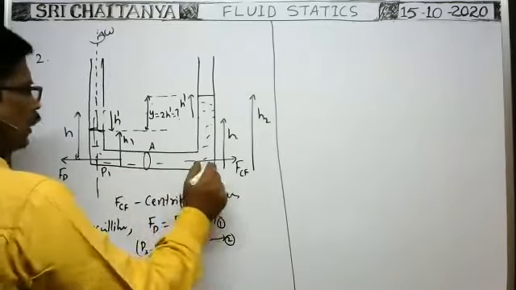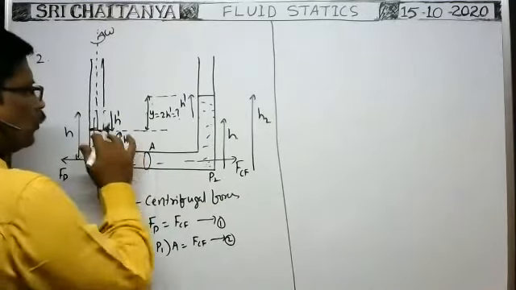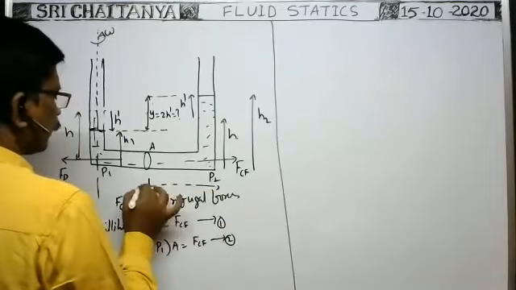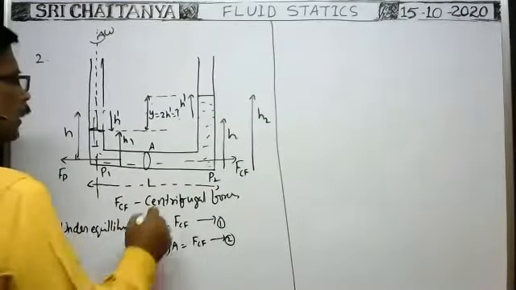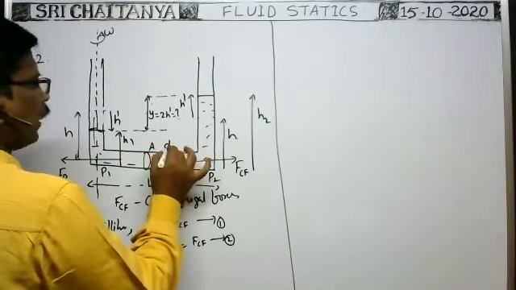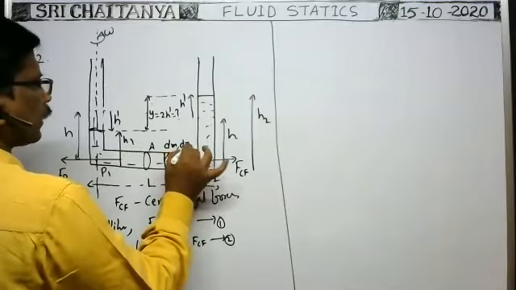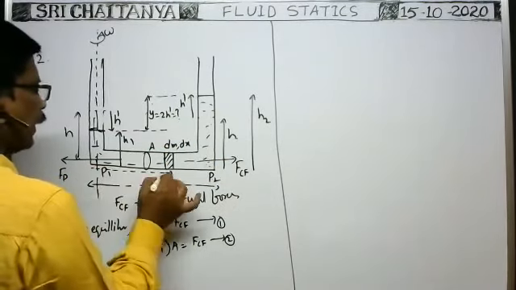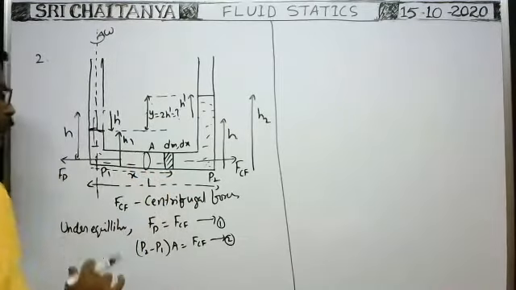Suppose this side of the U-shaped tube, this horizontal tube, has length L. Now we consider one element here, having mass dm and length say dx. It is at a distance say x from the axis of rotation.